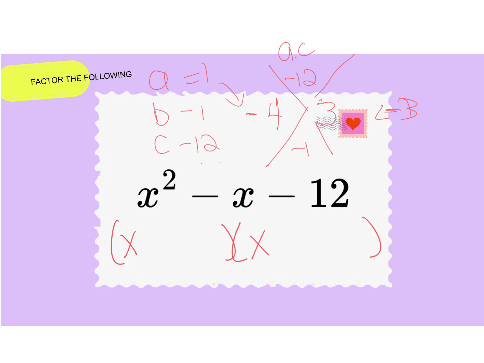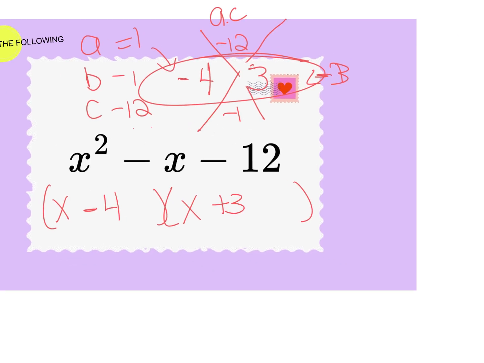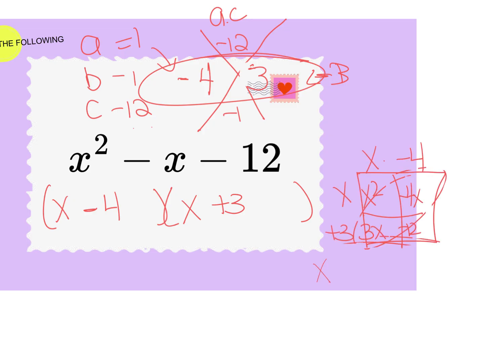And I'm going to plug in what I got here in the middle. So one of these is going to be a negative 4. One is going to be a positive 3. And remember, we can check it by just multiplying it back in. X minus 4, x plus 3, so we're left with x squared minus 4x, 3x, minus 12, and then pull it out of the box. X squared, I'm left with negative x, and I'm left with negative 12.